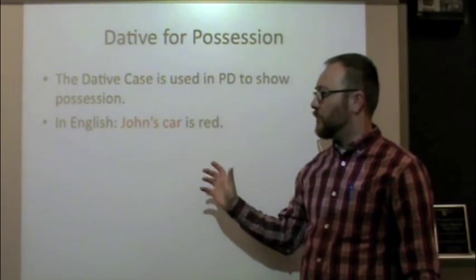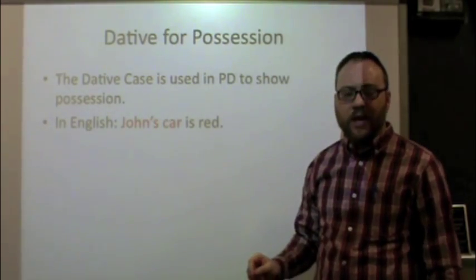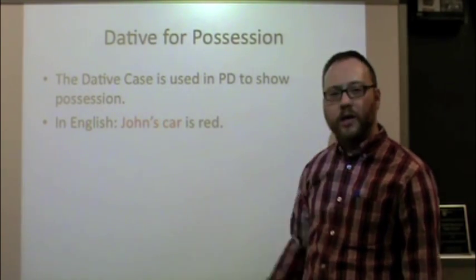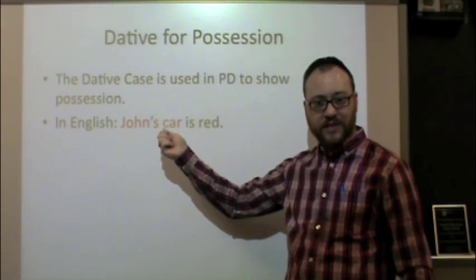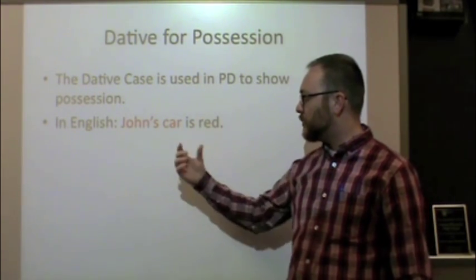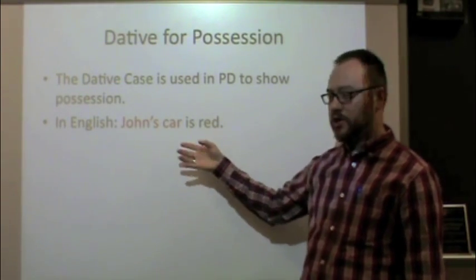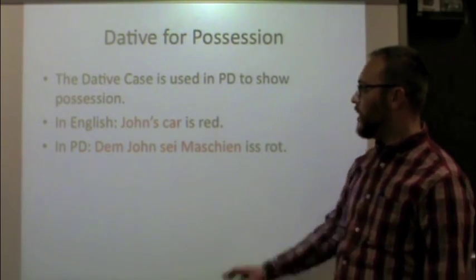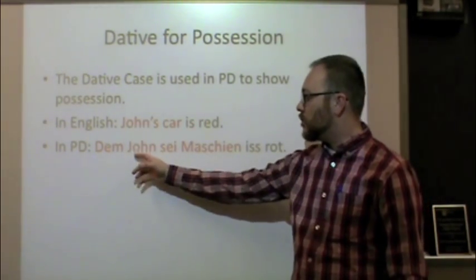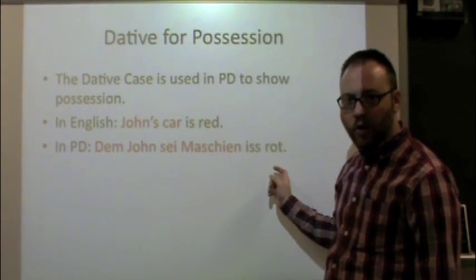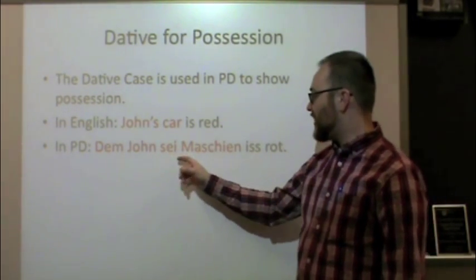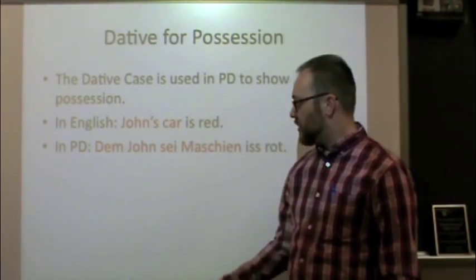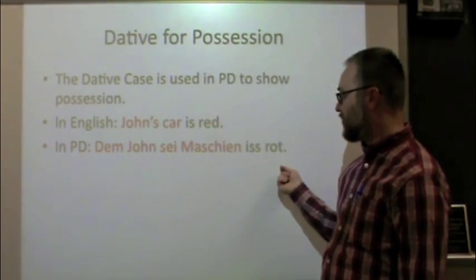Okay, let's take the example in English. John's car is red. In English, we can show possession a lot of times with apostrophe S. John's car is red. John owns the car, shows possession. Now, in order for a Pennsylvania Dutch speaker to say this idea, John's car, we use the dative. Now look how we do it. This exact same sentence. Dem chon sai machine is road. Literally, the John, his car, is red.